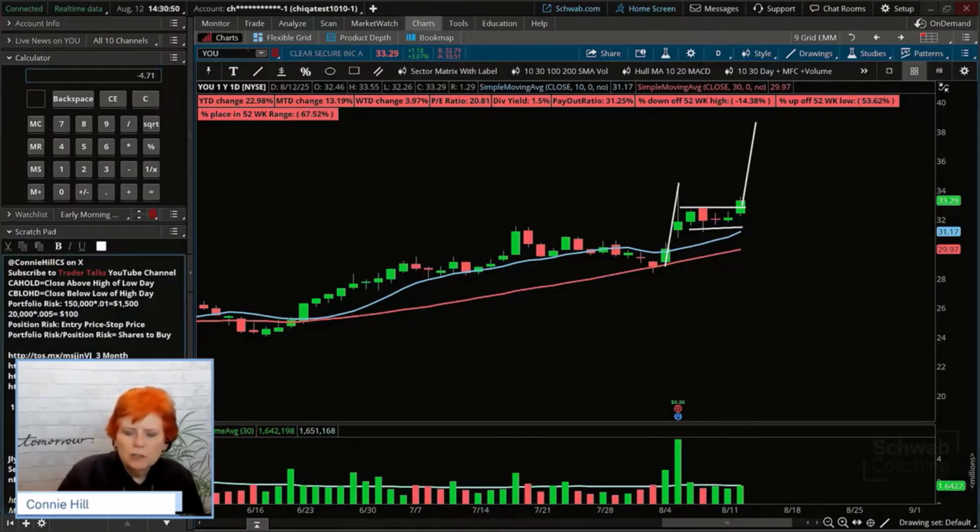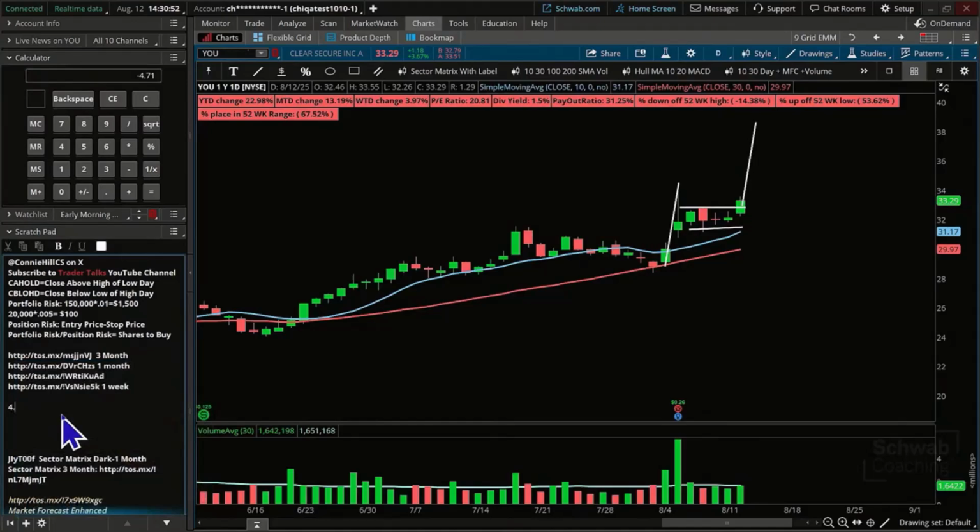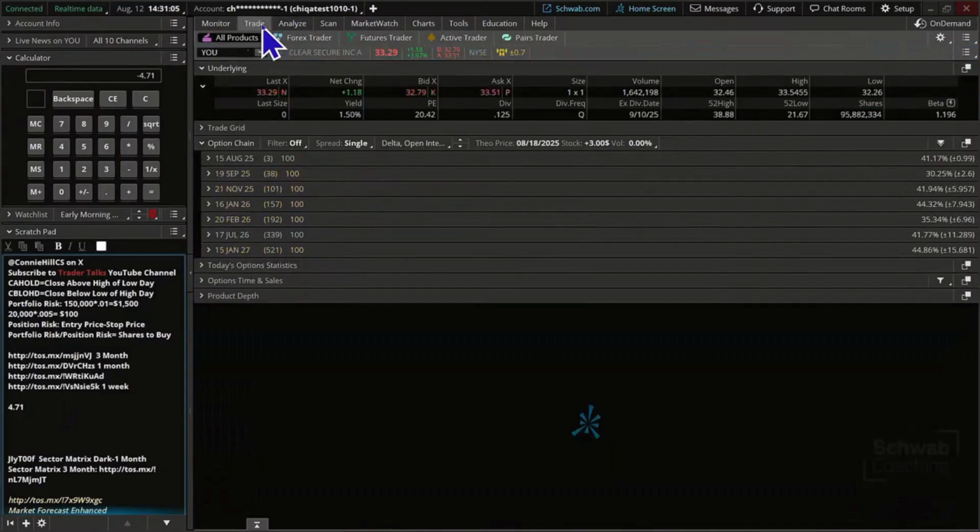That means we're going to be looking for $4.71 of movement on a $33 stock. That's a lot. Okay, that really is a lot. But let's show you how you could use the Theo Price Calculator with this, okay? That's what I started with. This is a tool that a lot of you'll want to be comfortable with and understand.